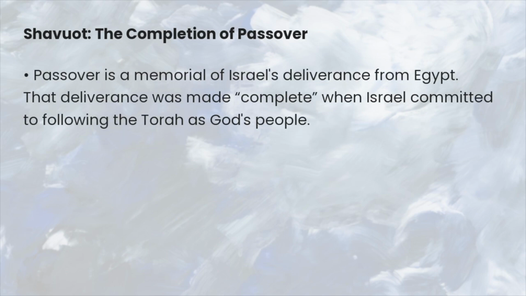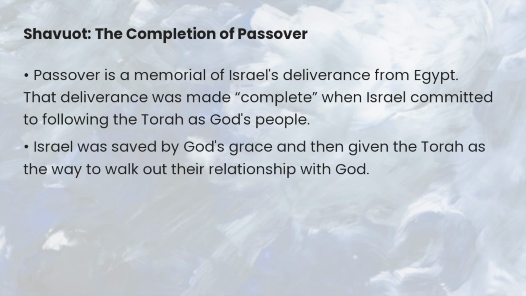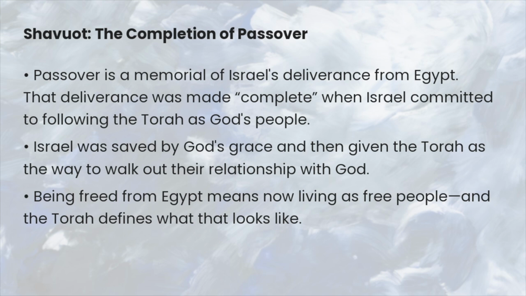So now we can see why Shavuot is considered the completion of Passover. Passover is a memorial of Israel's deliverance from Egypt, and that deliverance was made complete when Israel committed to following the Torah as God's people. Israel was saved by God's grace and then given the Torah as the way to walk out their relationship with God. Being freed from Egypt means now living as a free people, and the Torah defines what that looks like.